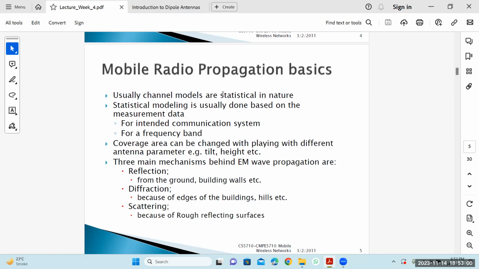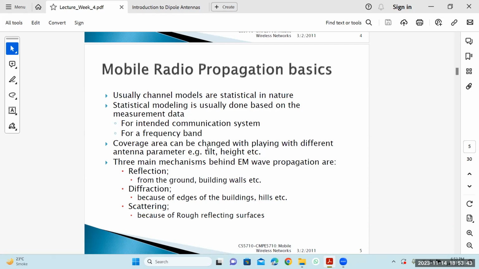When you initially studied probability, you were just looking at things like tossing a coin and playing with cards. It's not like that. That was just the initial course of probability. Actually, probability has huge applications, and it has a very significant role in the present world that we are living in. So channel models are also statistical in nature. They have a probabilistic involvement in them, and statistical modeling is usually done based on measurement data for the intended communication system and also for a frequency band.